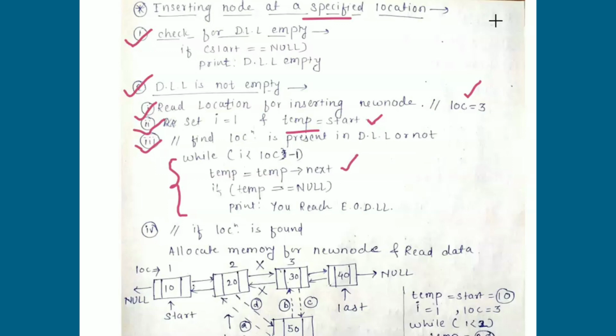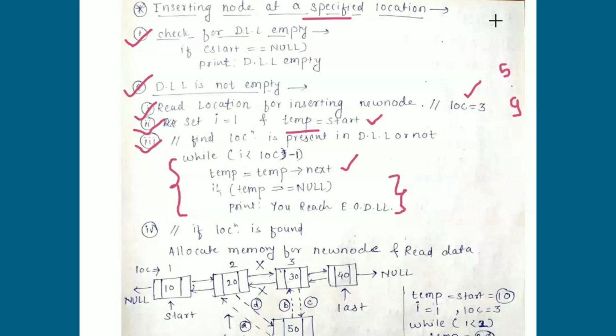But sometimes what happens, suppose I have given the location 9 and your linked list has only 5 elements. In that case, what happens? Your temp becomes null, because you are traversing up to the end of the linked list. So in that case, you have to mention that if your temp becomes null, that means your location is not found and you have already reached the end of the doubly linked list.